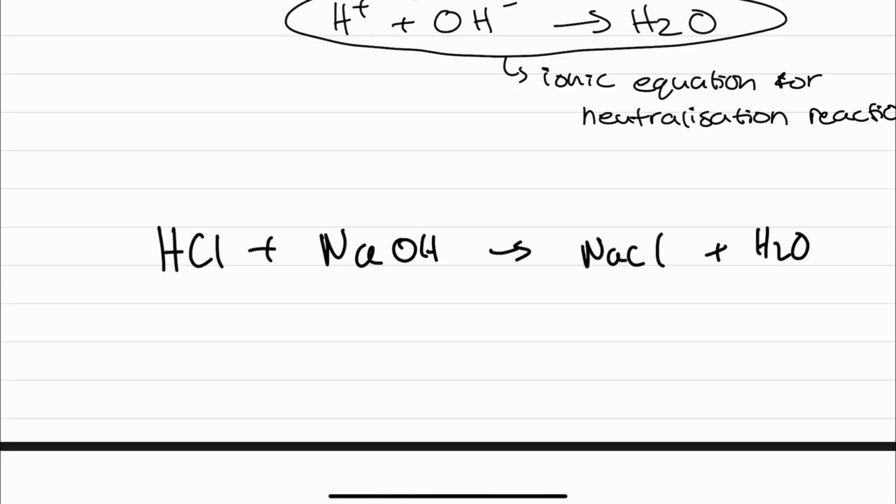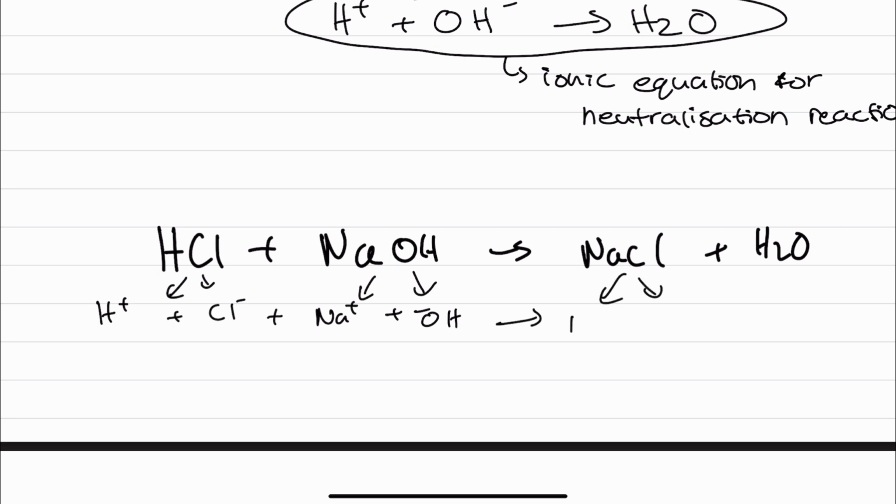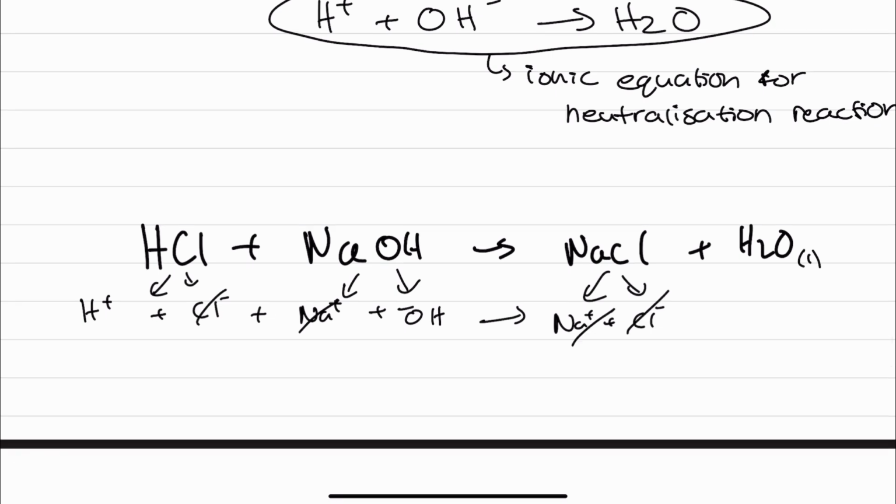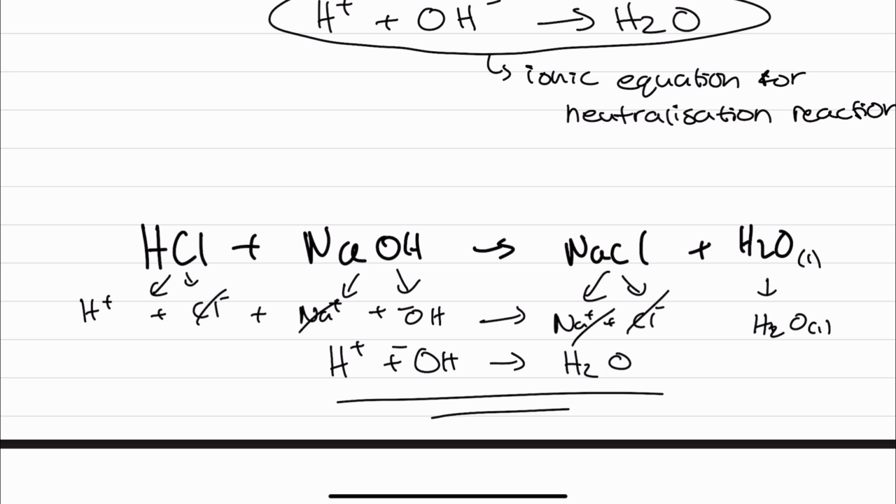To show that this will always be the ionic equation, we can just quickly work out what the ionic equation is of this neutralization reaction as shown. So we split up all of the elements into their ions, H+ Cl-, Na+ OH- goes to Na+ Cl-. And remember, H2O is always a liquid, so we leave it as it is. And then just crossing off things that appear on both sides, Na+, Cl-. This drops down as just regular H2O, it's a liquid, and we get H+ plus OH- goes to H2O. This will always be the ionic equation.